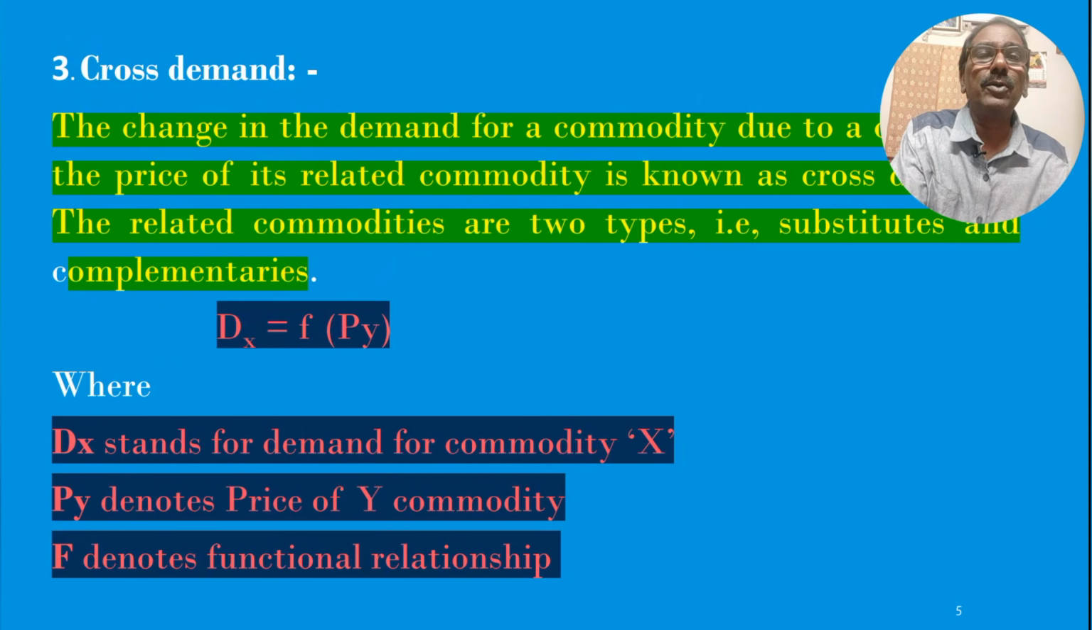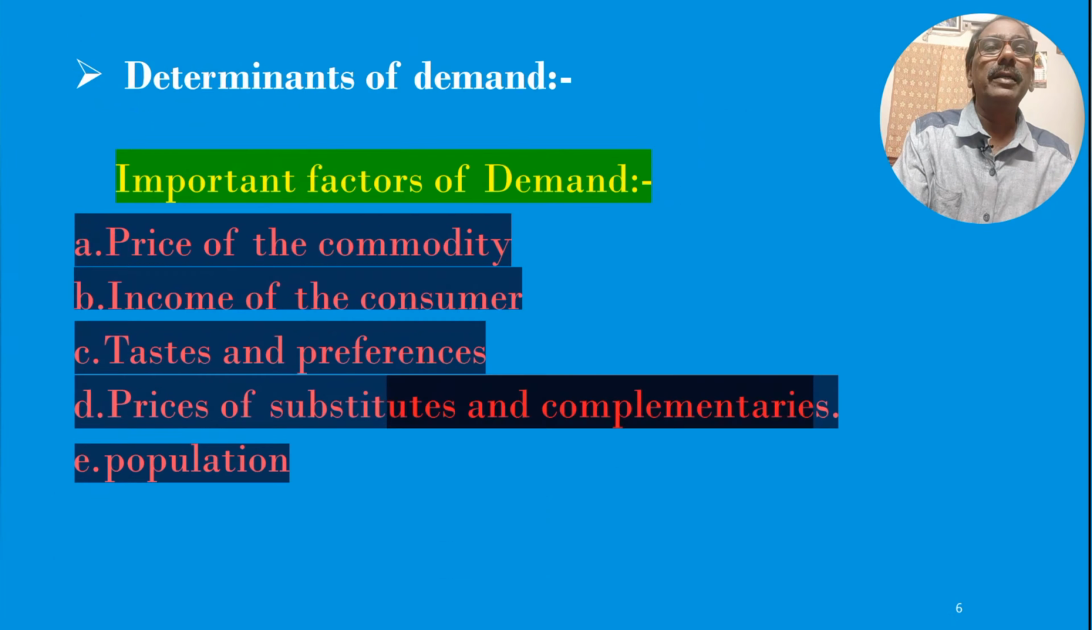Dx is equal to function of Py, where Dx stands for demand for commodity x. Py denotes price of y commodity. F denotes functional relationship.